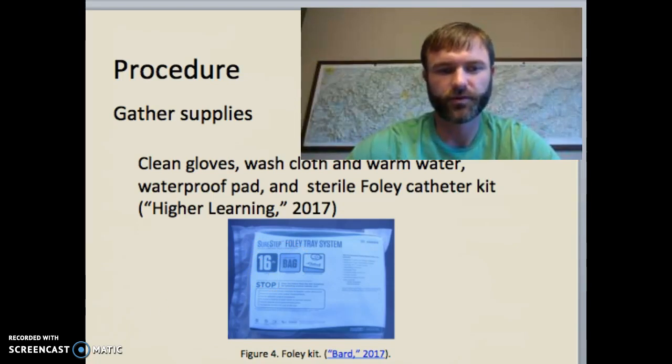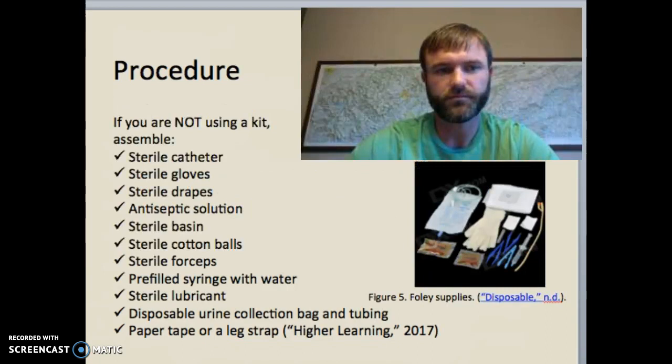Items for the nurse to collect include clean gloves, washcloth and warm water for perineal hygiene, a waterproof pad, and a sterile Foley catheter kit. Again, it's important to note the size of the catheter when selecting the kit. Most facilities provide prepackaged sterile Foley catheter kits.